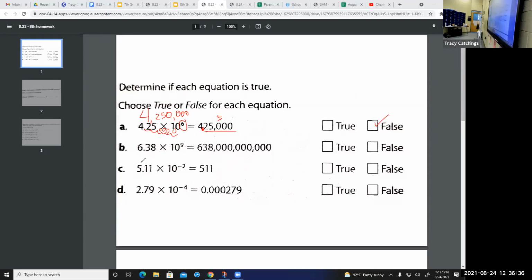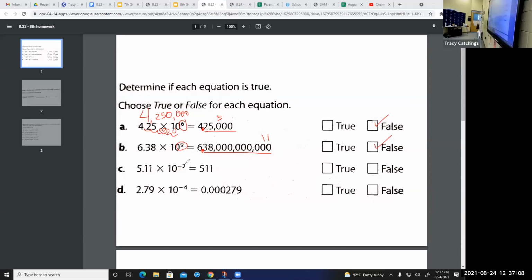All right, number B, we could have done the same thing. They placed the decimal behind the 6. So I'm going to place the decimal. And then ask yourselves, how many digits are behind that decimal? 12. Wait, no. 10. 11. Looks like it's 11. They told us it should have been 9, so that one will be false as well.